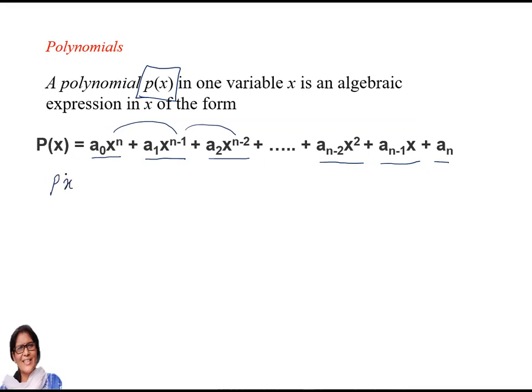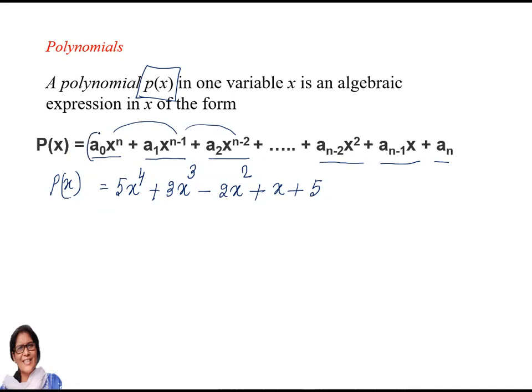If I write p(x) equals 5 x to the power 4, then I'll go for x to the power 3, then x to the power 2. In the standard form, we gradually write in the decreasing order of the power. Then x, and at last we write the constant. So this is the standard way of writing.